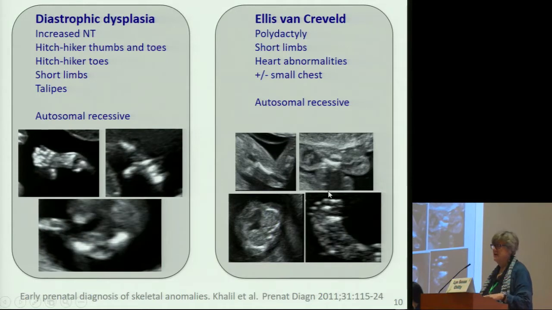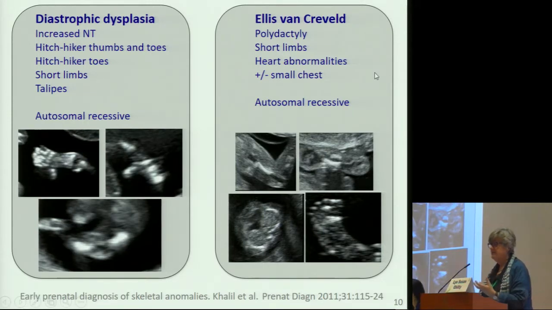Diastrophic dysplasia is an example, again, where you can make a definitive diagnosis relatively straightforwardly in the first trimester by identifying these hitchhiker thumbs. So the baby has thumbs which look like it's hitchhiking. So hitchhiker thumbs and hitchhiker toes, together with short limbs and talipes. This is a recessive condition. So thanatophoric dysplasia is a dominant and new lethal dominant condition, with very low recurrence risk. This is a recessive condition, so you need to make a definitive diagnosis.